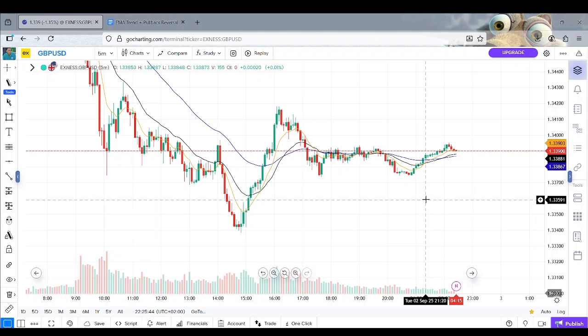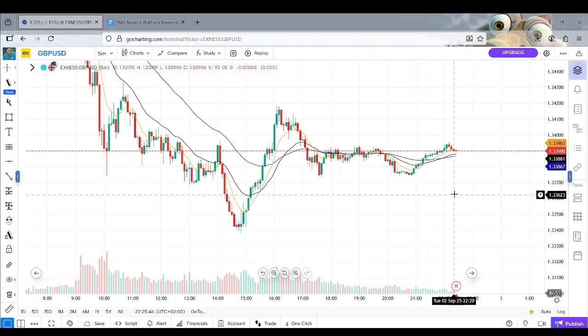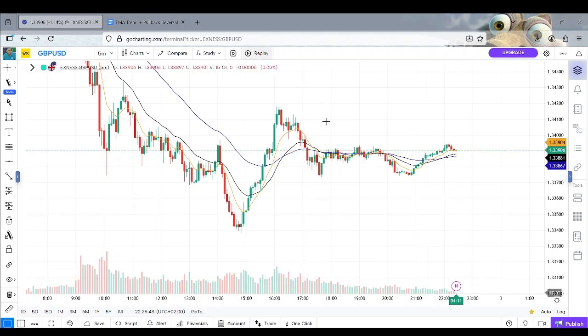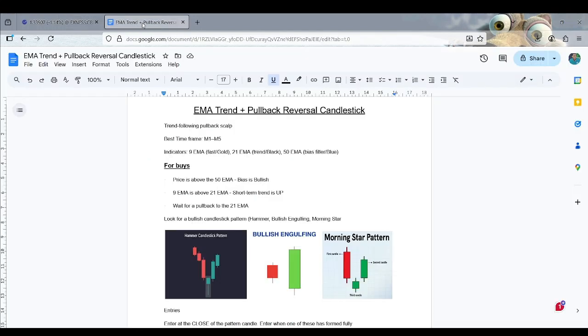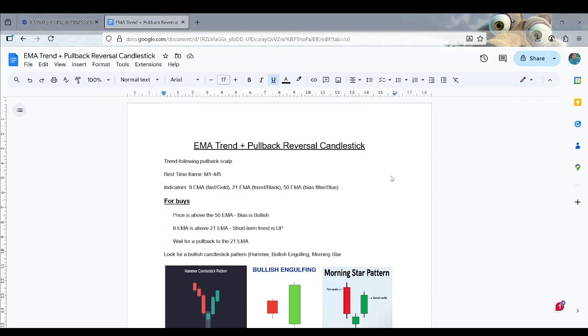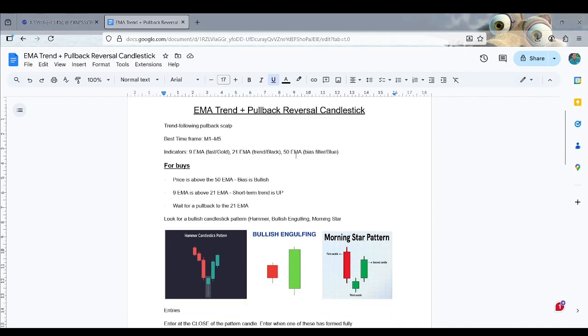So a while back I asked ChatGPT to make me a strategy that will use EMAs and candlestick patterns, and well, it came up with something like this, called it the EMA trend and pullback reversal pattern. Basically what it uses is three EMAs right here: the 9, which will be gold, well, I've colored it gold, but we'll get to that, the 21 and the 50.